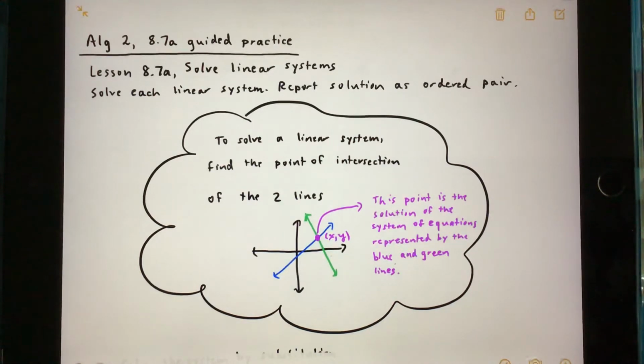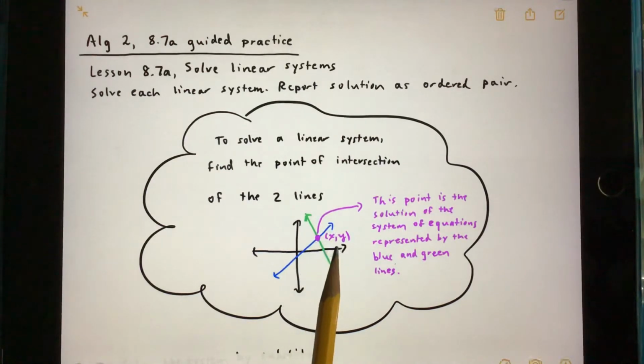So I just want to remind you that when we are solving a linear system, or any system actually, we're looking for the point of intersection. And if it's a linear system, we're looking for the point of intersection for the two lines. So for this particular system, let's say that we had two linear equations given, and we had an equation graphed into this green line and the other linear equation graphed into this blue line. We would be looking for where those two lines intersect each other to find the solution to the system.